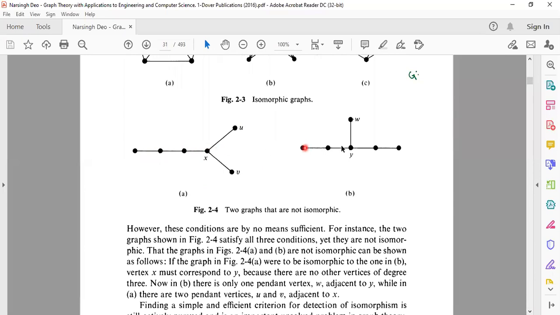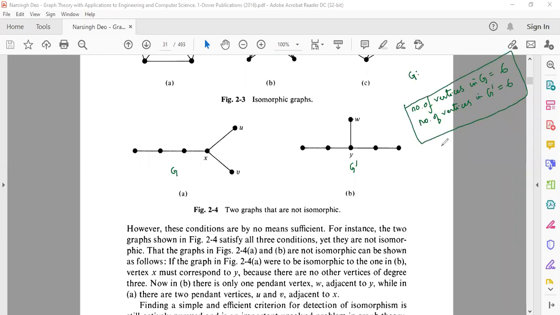Let us consider these two graphs which are actually not isomorphic. Now, if I try to apply the rule that has been mentioned just now, you will find that if this is my graph G and this is my graph G prime, the number of vertices in G is actually 6, and the number of vertices in G prime is also 6. So this vertices relationship is preserved.